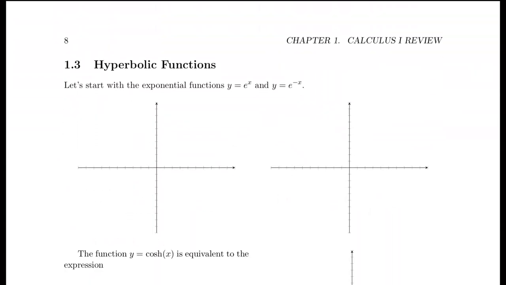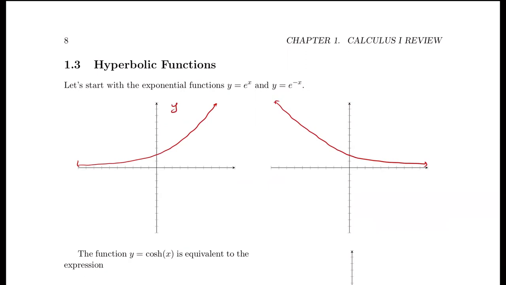So now let's have a look at the hyperbolic functions. First of all, let's start with the exponential functions, e to the power of x and e to the power of negative x. For e to the power of x, remembering that it is an increasing exponential function, it's going to look something like this. And similarly, since e to the power of negative x is a decreasing function, it is going to look something like this. All right, so those are our two functions.